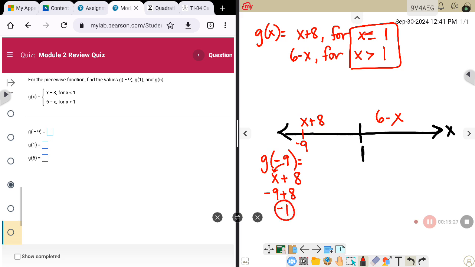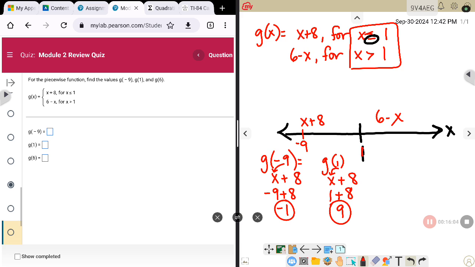The next part wants me to find g of 1. When I look at the number line and find the 1, that is actually the number that separates my x-axis into the two separate pieces. So I need to come up to my function and see where it says x equals 1. So you'll notice that is in the first part. So this is also going in the x plus 8, and then I'll replace that x with 1. So I have 1 plus 8, which gives me 9.